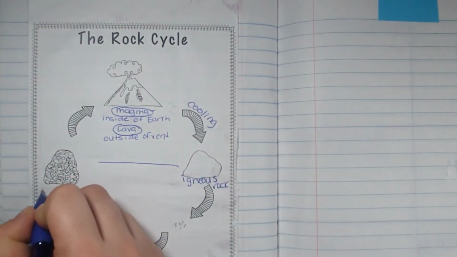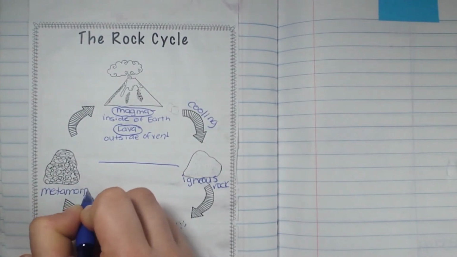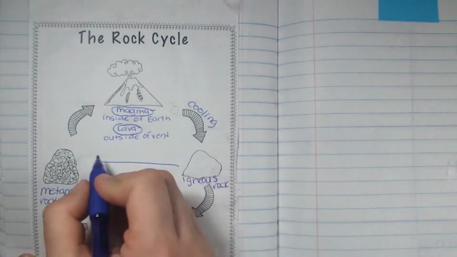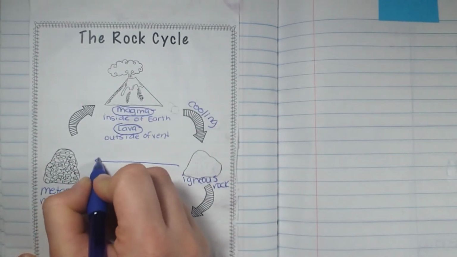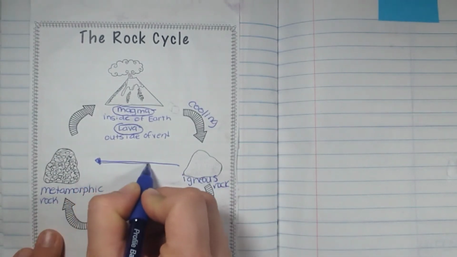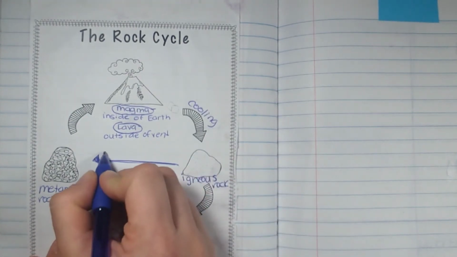I'm actually going to label the rocks first. So a metamorphic rock is formed by heat and pressure. So if heat and pressure is applied to this rock here, it will be turned into a metamorphic rock.